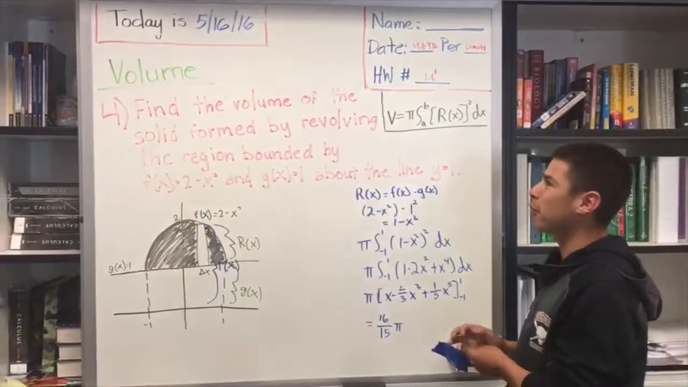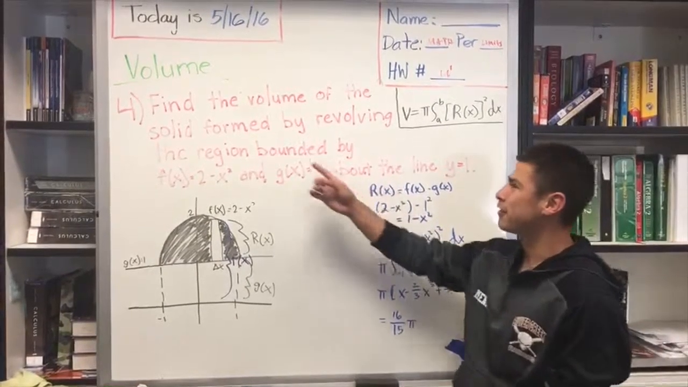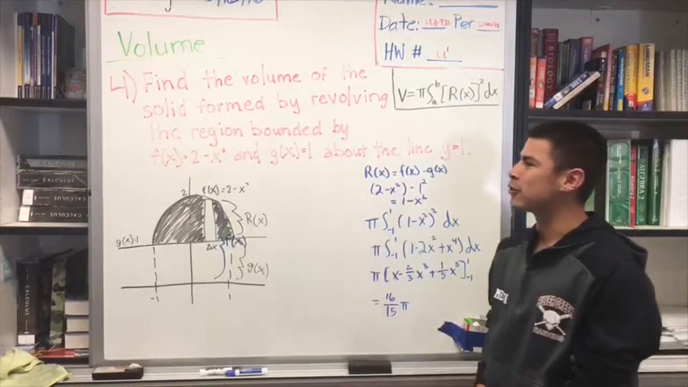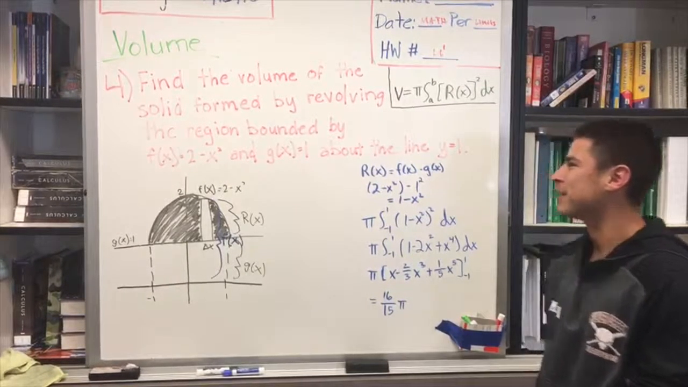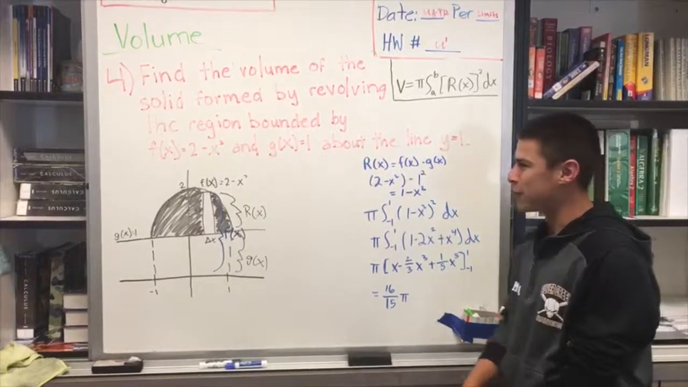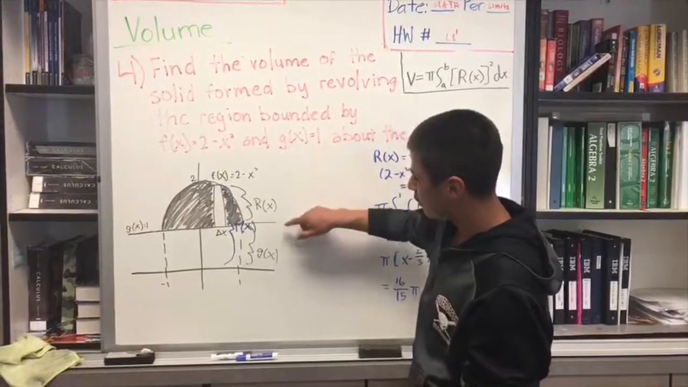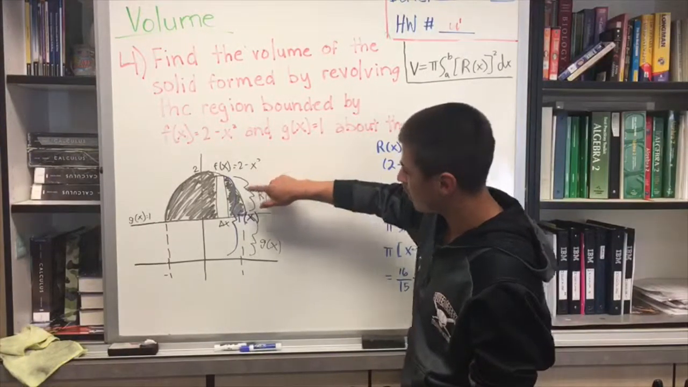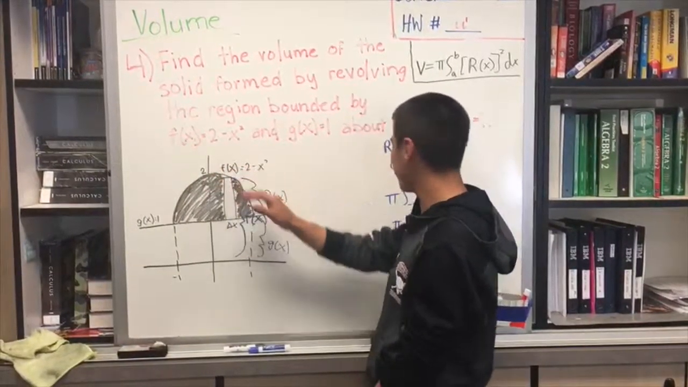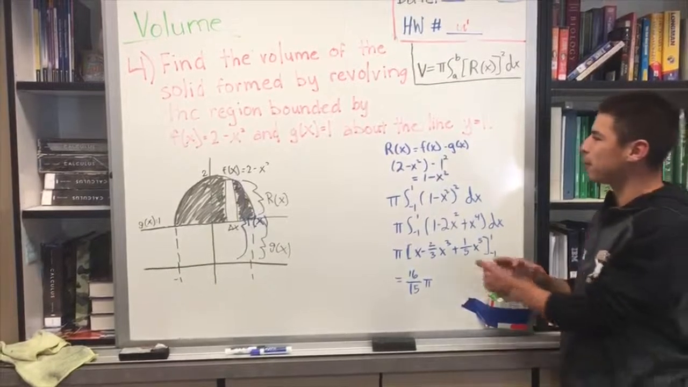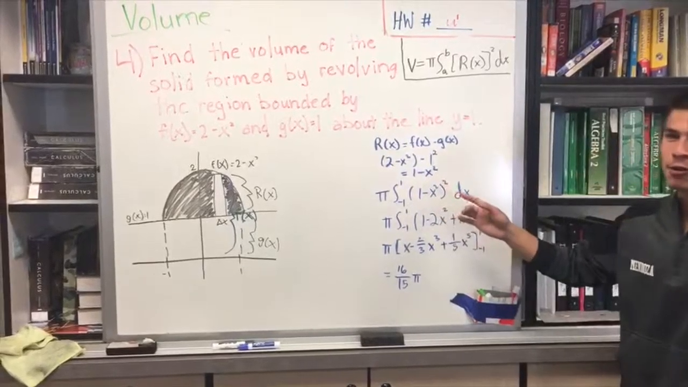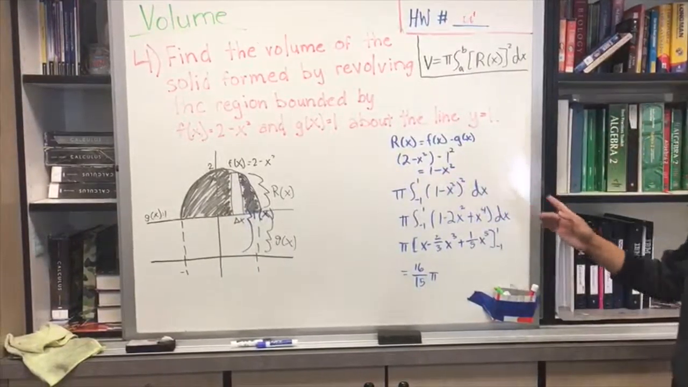So now for our final problem for volume, we have: find the volume of a solid formed by revolving the region bounded by f of x equals 2 minus x squared and g of x equals 1 about the line y equals 1. As we go to the graph, you can see this is the 1, this is your 2 minus x squared, and that's the area that we're trying to revolve to find the volume. Now going to the formula, we take f of x minus g of x. Combining those two equations, we get 1 minus x squared.